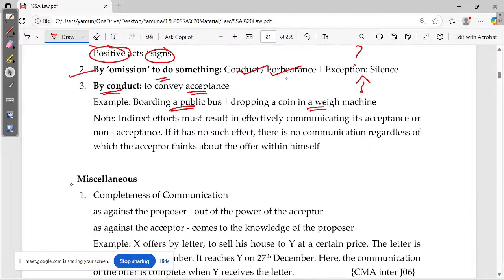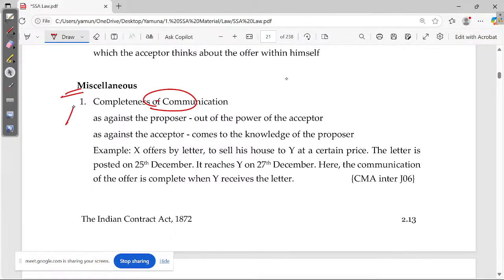And I'll go for miscellaneous, completeness of acceptance. Actually, if this question is asked, you cannot use your own words. You have to use these words only. Let me go for the example, then I'll come to the content.